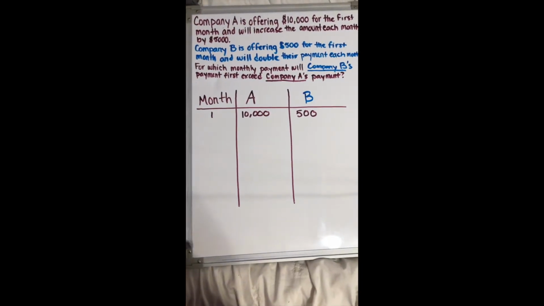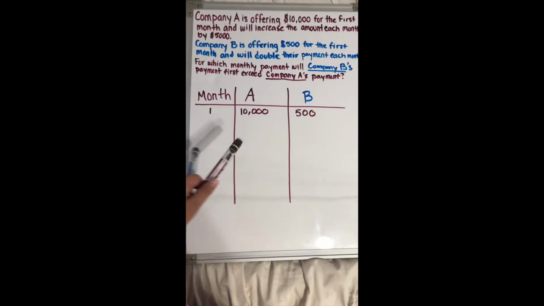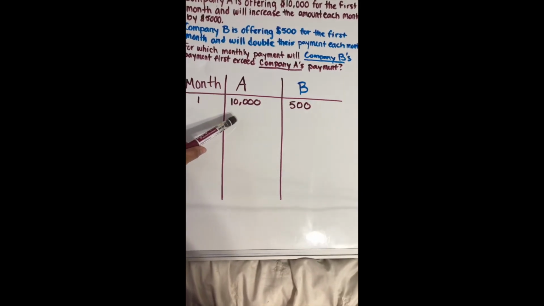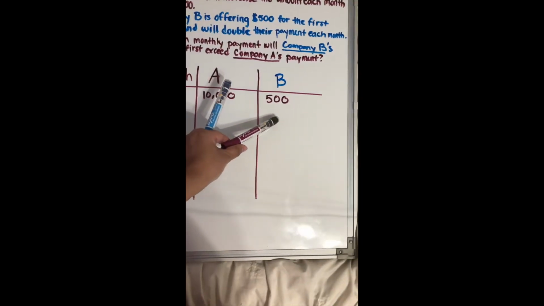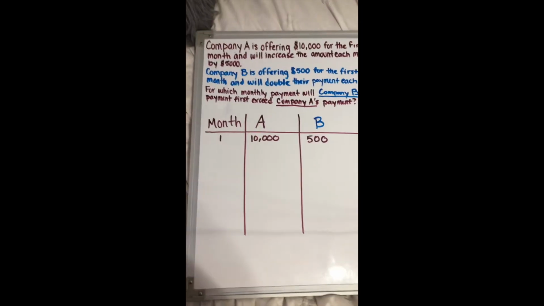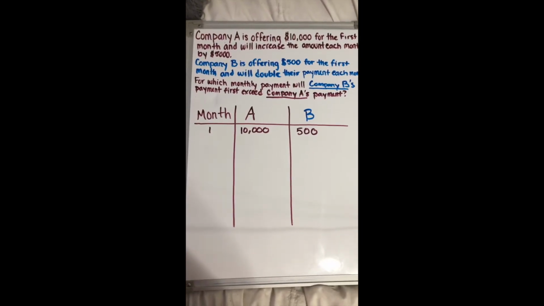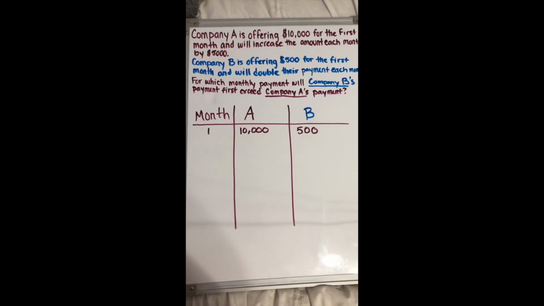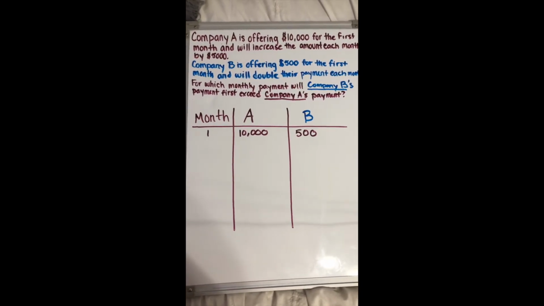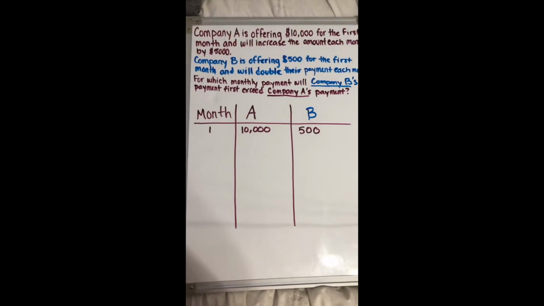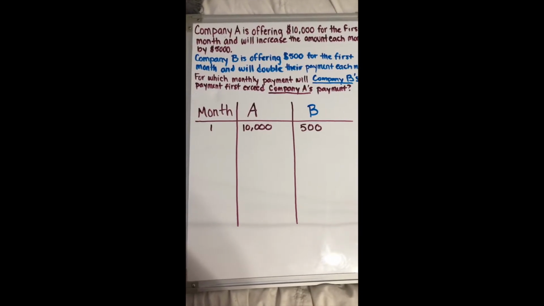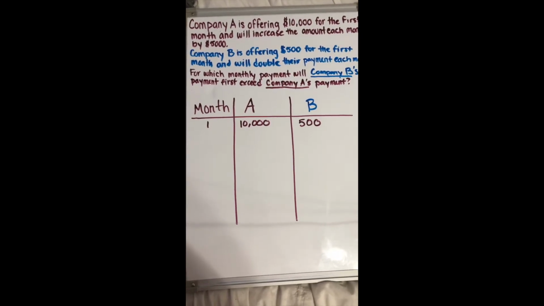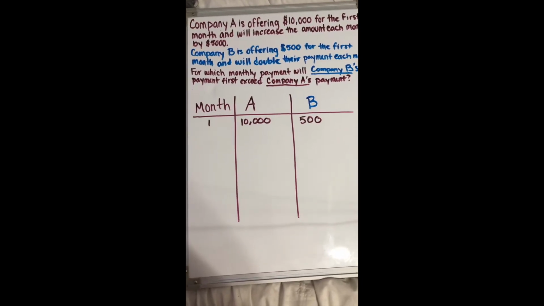So as you can see, I have drawn a table to show the month and each company's payments. So for the first month, Company A said that they would pay $10,000 and Company B would pay $500. So now let's move on to the 2-month mark. So we know for the 2-month mark, Company A will increase their payments by $5,000 and Company B will double their payments. So Company A will increase to $15,000 and Company B will double, so 500 times 2 is 1,000.